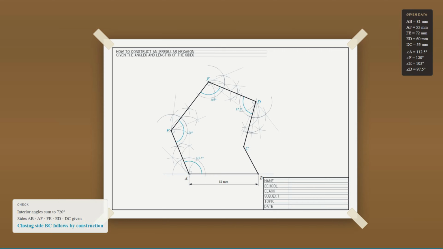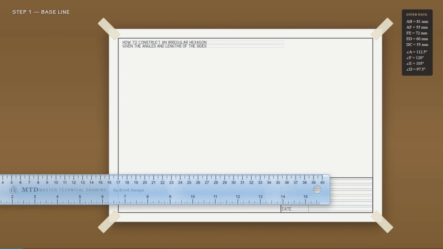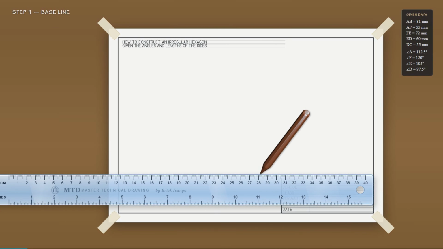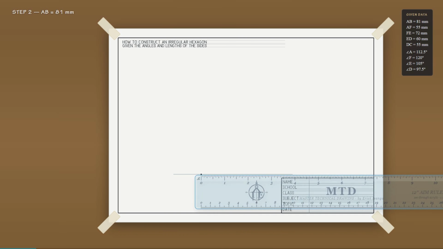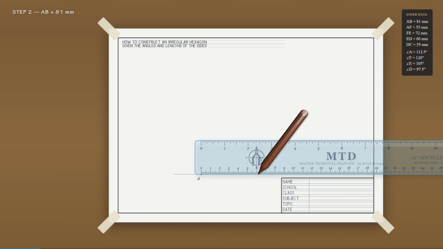On the board, we shall construct an irregular hexagon, given its 4 angles and its 5 side lengths. With the T-square, we draw the horizontal baseline and mark the point A. With the ruler, we set off AB equal to 81 millimeters.